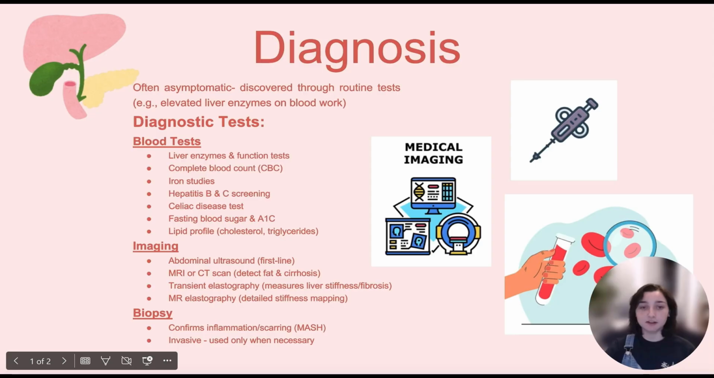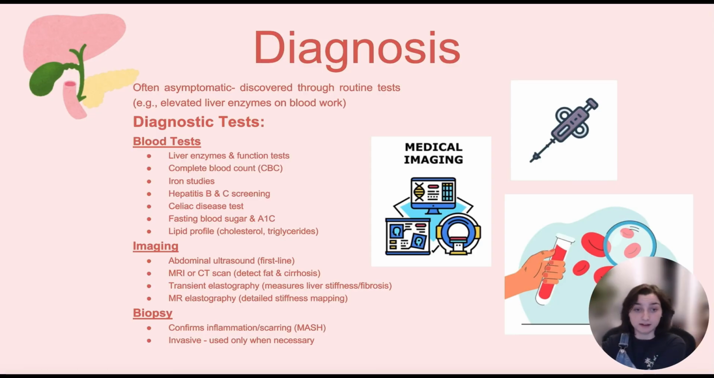Hi, my name is Ava, and I will be discussing how to diagnose fatty liver disease. Oftentimes, metabolic fatty liver disease is difficult to detect because it usually has no symptoms. It's commonly discovered during routine blood tests where elevated liver enzymes may be the first clue. To diagnose fatty liver disease and rule out other conditions, doctors use a variety of blood tests that include liver function tests, complete blood count, iron studies, and screening for hepatitis B and C. They also check blood sugar levels, A1C, and lipid profiles to assess metabolic health.